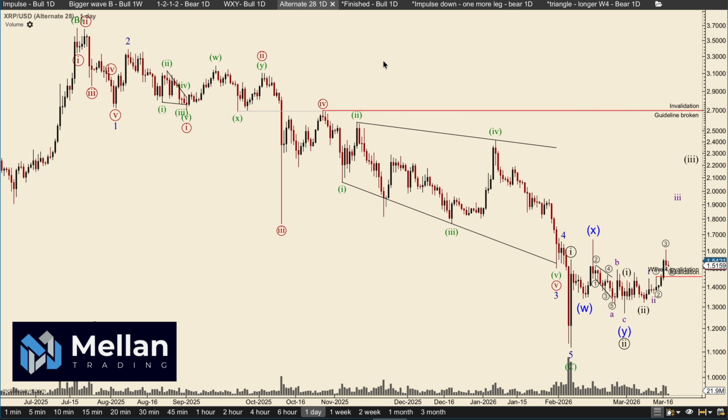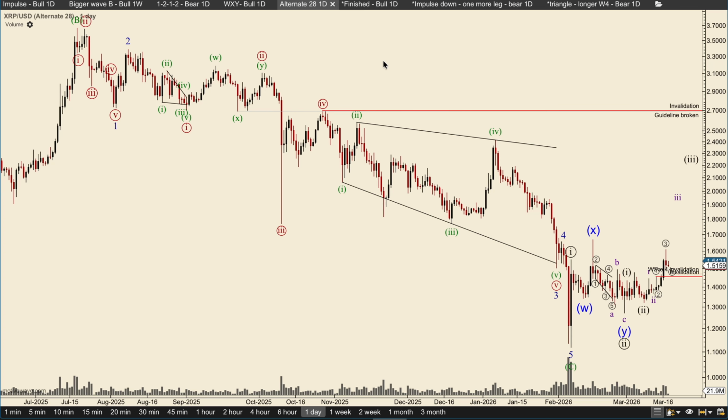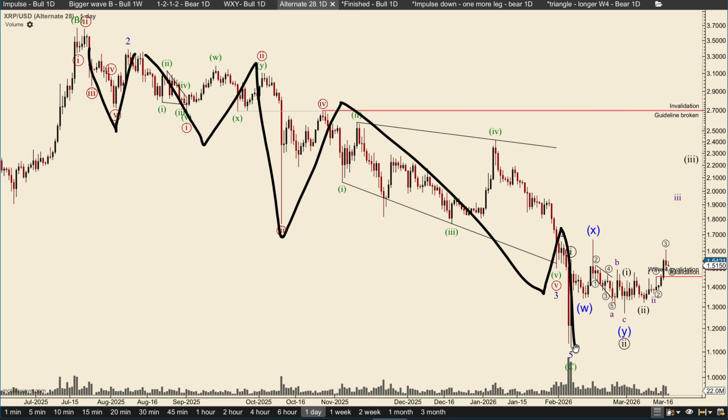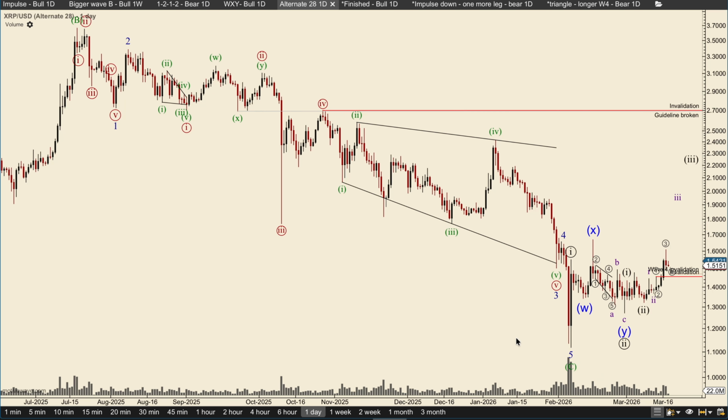Hello, so XRP has been showing some strength lately and I am currently tracking one scenario, but with a few different variants of the wave 4, 3 variants to be precise. So here is the main count where I count this as a wave 1, 2, 1, 2, 3, 4, 5, 4, 5, finished wave C here.